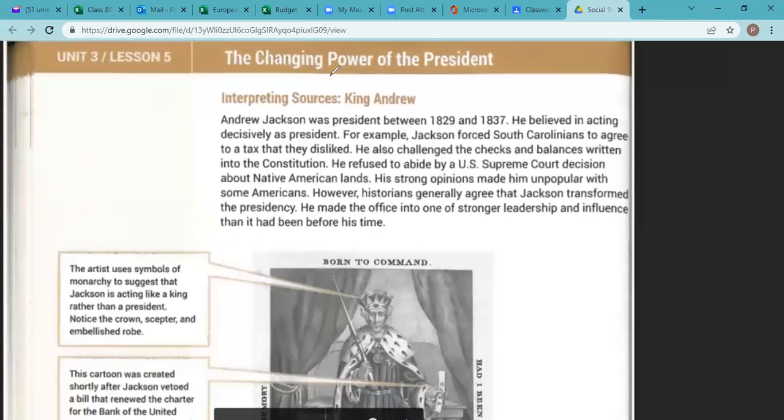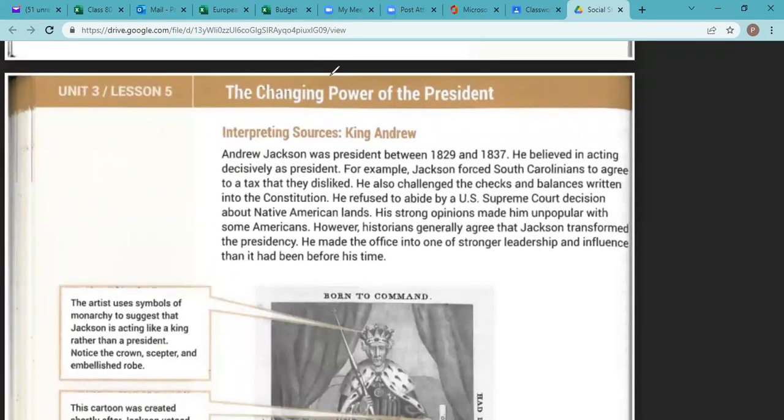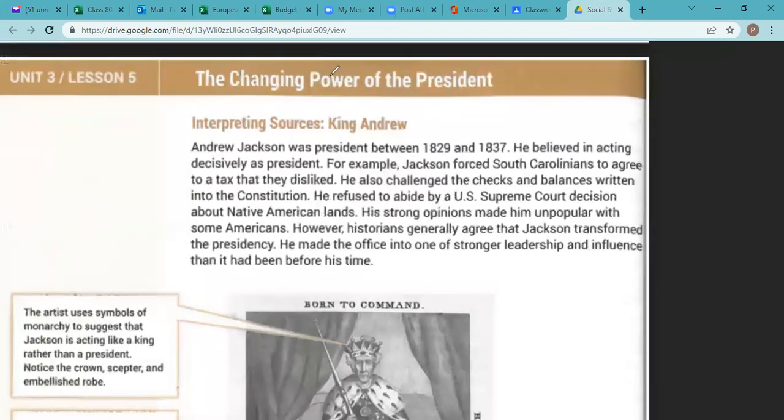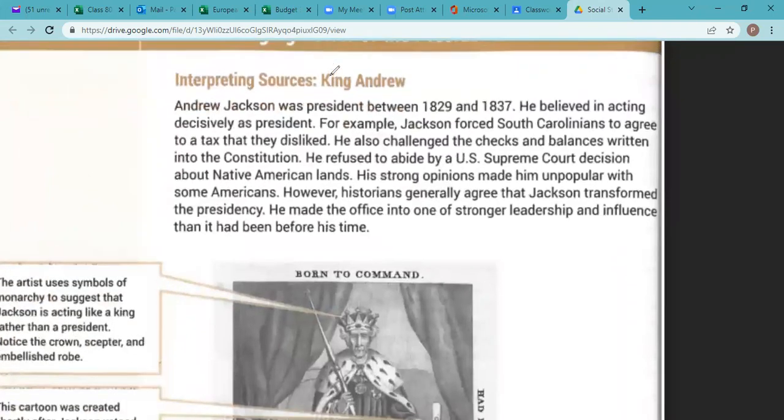Okay, and then for lesson 5, the changing power of the president. So interpreting sources such as King Andrew. Jackson was president between 1829, so we're going back a little bit before President Franklin D. Roosevelt, 100 years before him. We're backtracking. And so between 1829 and 1837. Now, of course, this is about 30 years before the Civil War. So this is the pre-Civil War era.